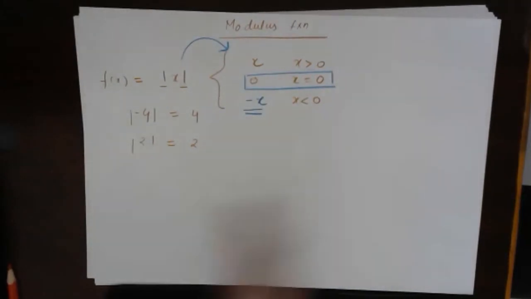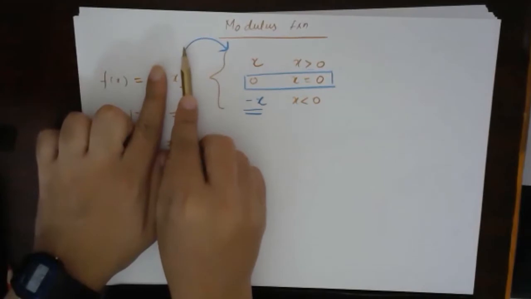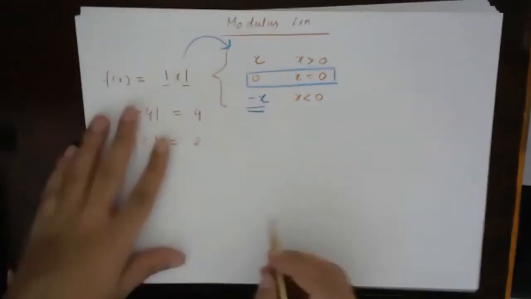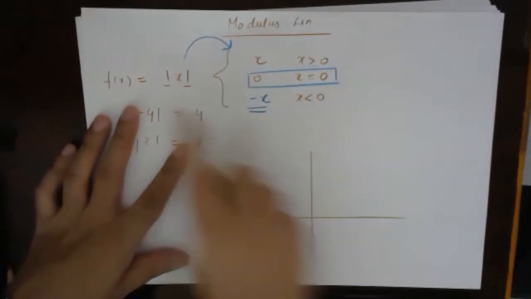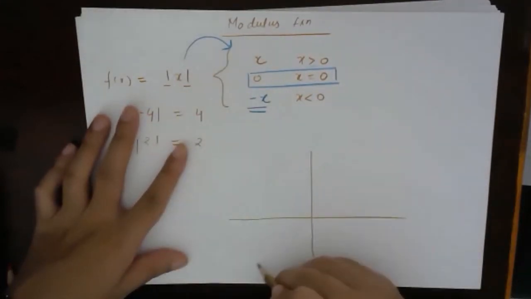Now let's try to draw the graph. Modulus functions are very easy to draw. The simplest way, the way which I always remember, is to forget about this modulus first. First, we simply draw the graph of y is equal to x.